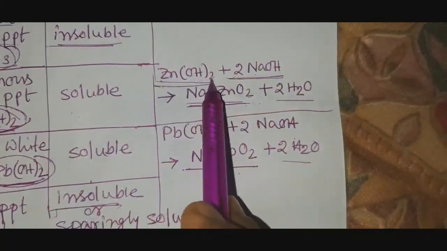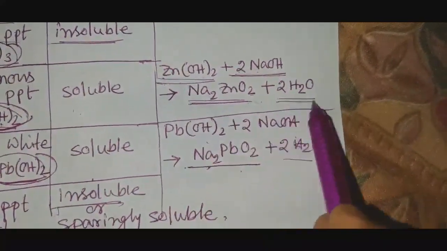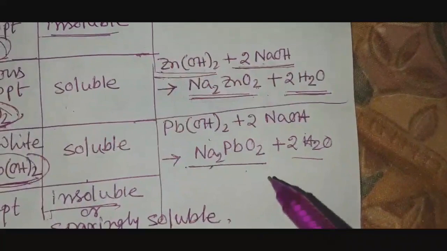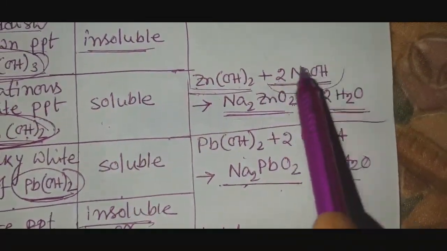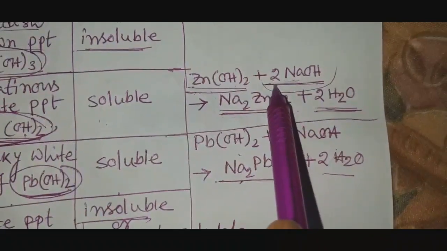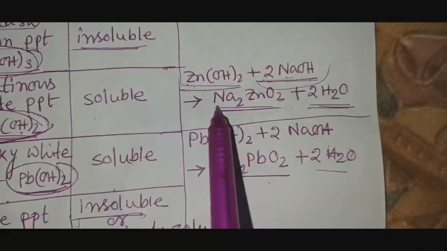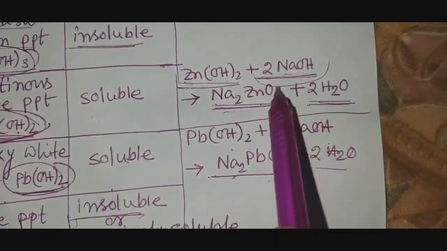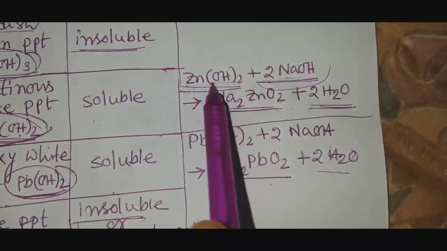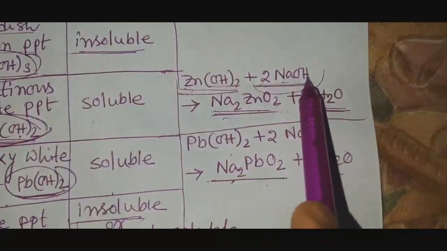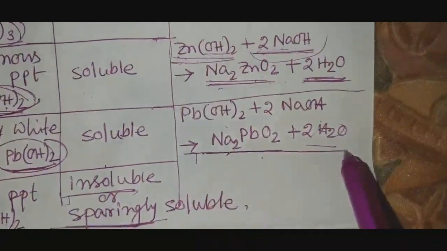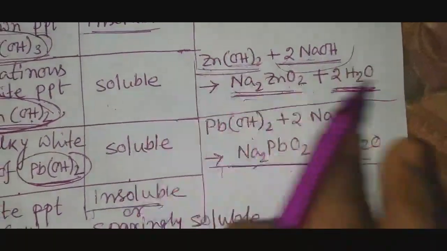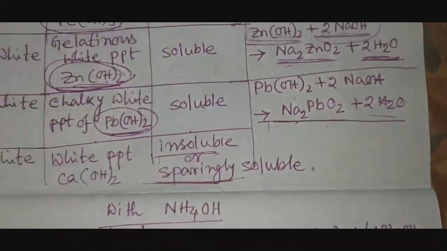Then there are 2 OH and there is 2 hydrogen. It will form 2 water. In this way you can memorize the reaction. So from this NaOH, 2Na, it is reacting with this zinc. So it is Na2Zn and this O2, Na2ZnO2. There are 2 OH that is remaining. There are 2 hydrogen that is left, forming 2H2O. Similar way, it is forming this. For memorization, you can follow this method.